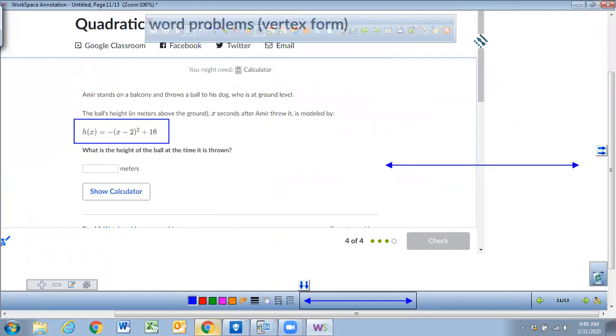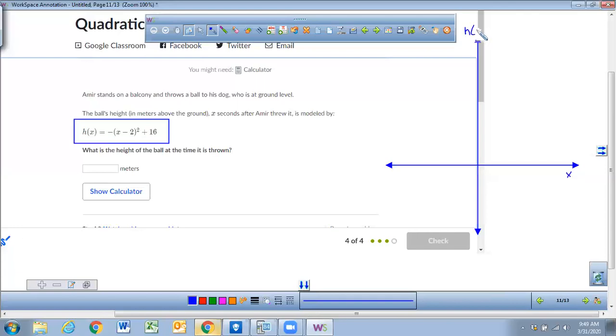X-axis with my y-axis right here. I'll call this x. I'll call this h of x. And it says, Amir stands on a balcony and throws a ball to his dog who is at ground level. The ball's height in meters above the ground, x seconds after he threw it, is modeled by this equation. What is the height of the ball at the time of the throw?